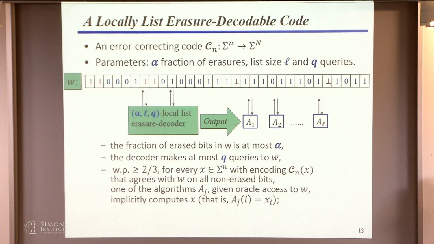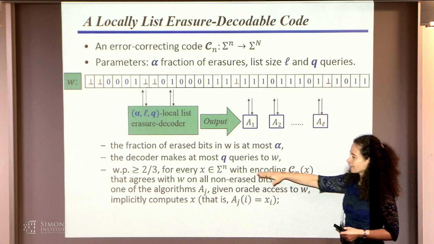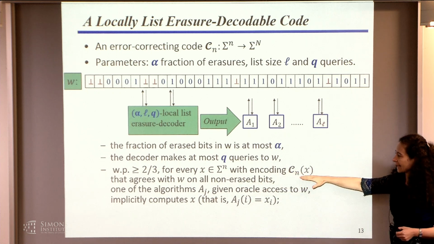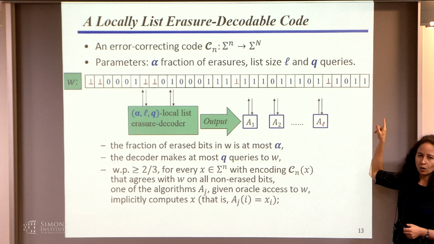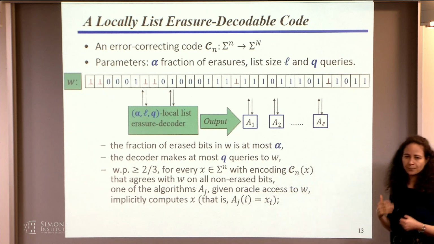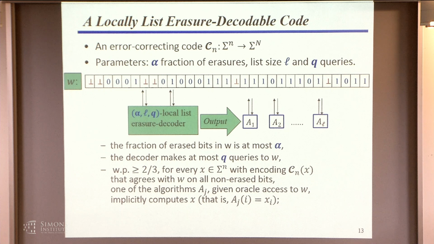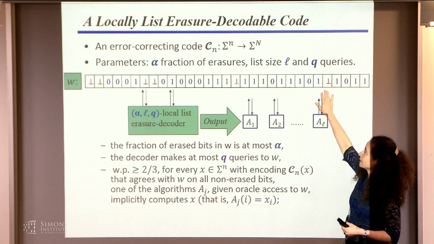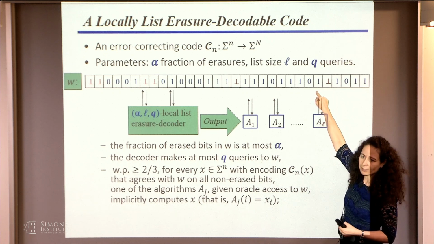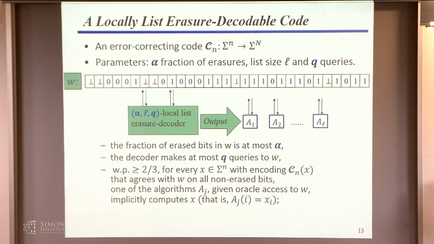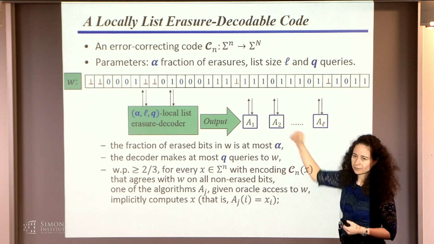With a high constant probability, for every message whose encoding agrees with our input on all the non-erased bits, we want to make sure that one of the algorithms implicitly gives this code word. So for every code word that could have been mapped to this input by erasing some bits, we want to make sure there's some decoding of it, and the decoding is one of these algorithms.